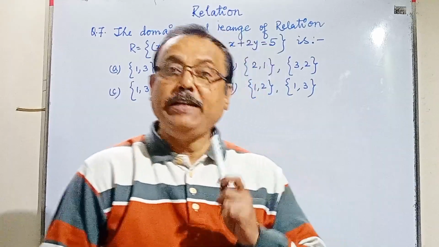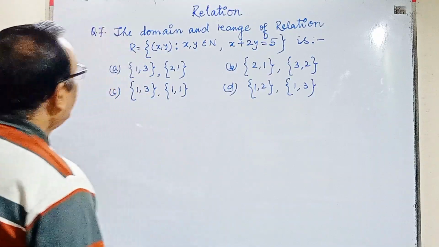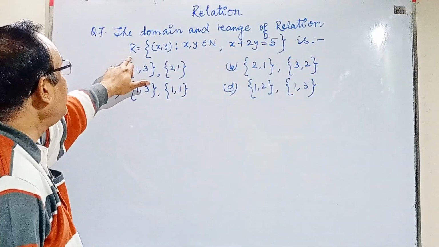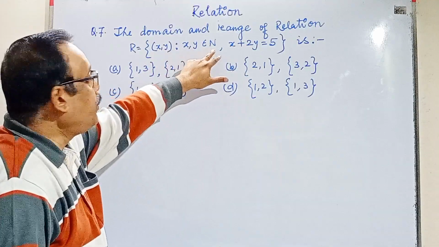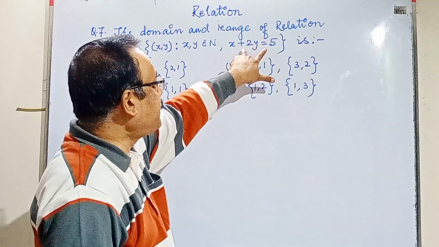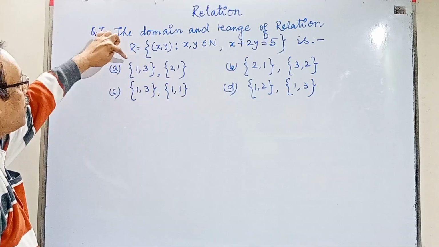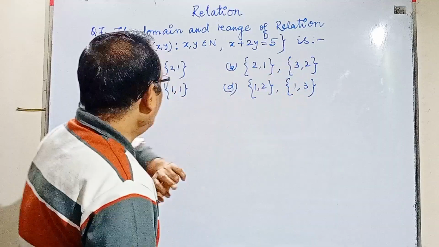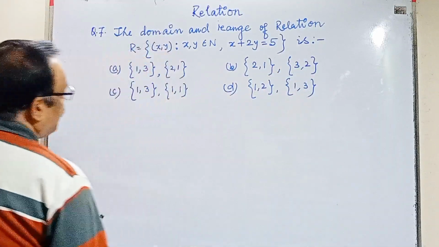Now the next question is a very tough question and you must pay attention to this particular question. The domain and range of relation R is equal to the set having ordered pairs x comma y, where x and y both belong to natural numbers and x plus 2y is equal to 5, this is the condition. Which is satisfying, the four choices: first choice 1, 3, 2, 1. So 1, 3 is my domain, 2, 1 is the range. Second choice 2, 1, 3, 2, 1, 3, 1, 1, 1, 2, 1, 3.